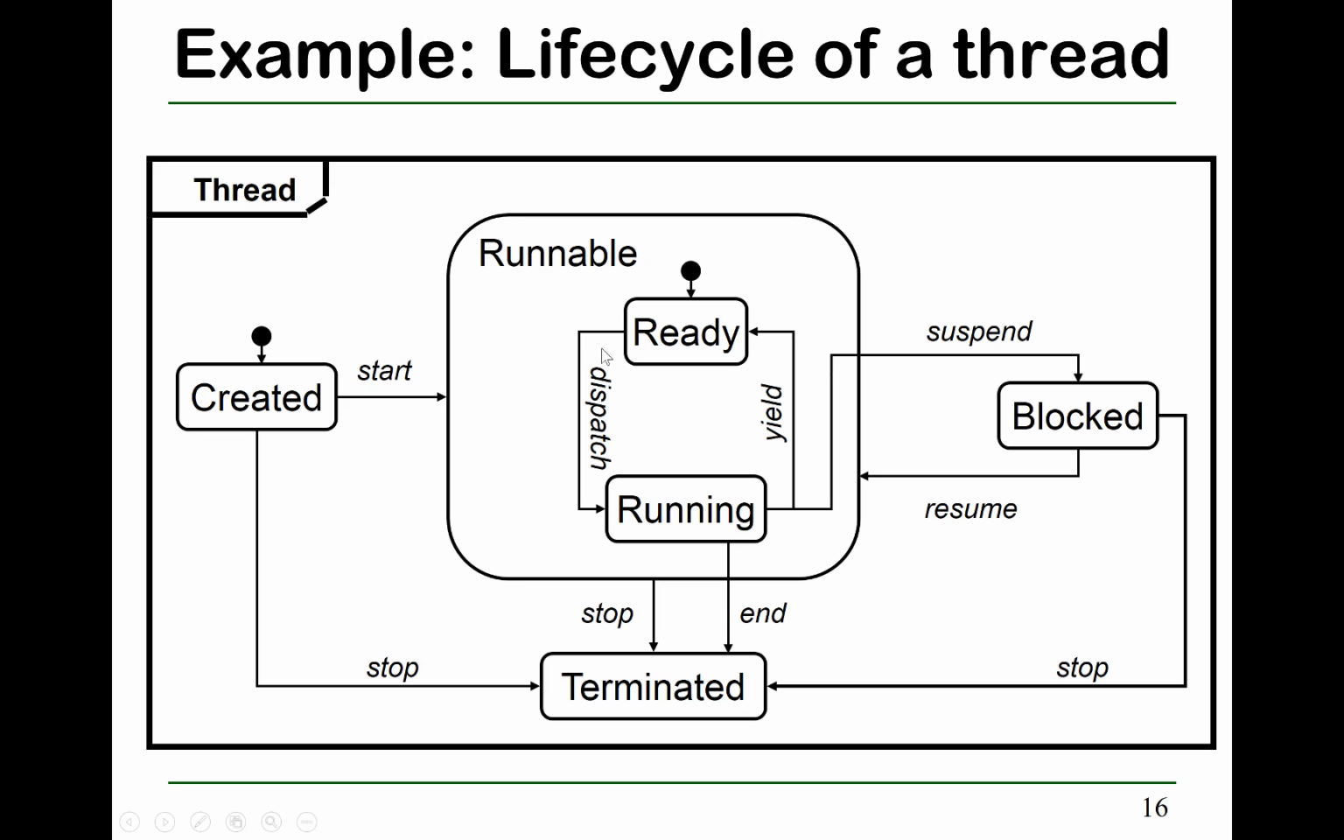And this is another example for the life cycle of a thread. In the beginning, a thread is created, and then you start this thread, and then the thread is in the runnable state. In this super state, the runnable initial state is ready. And when dispatched, the operating system schedules this thread to run, then this thread is in a running state.